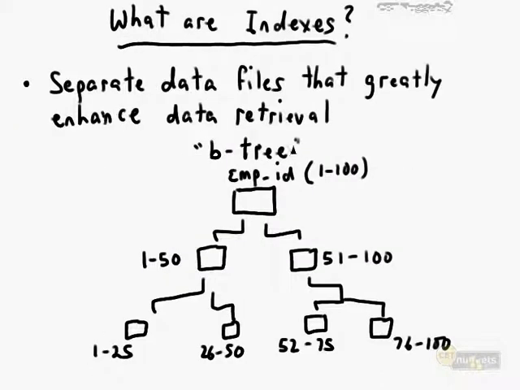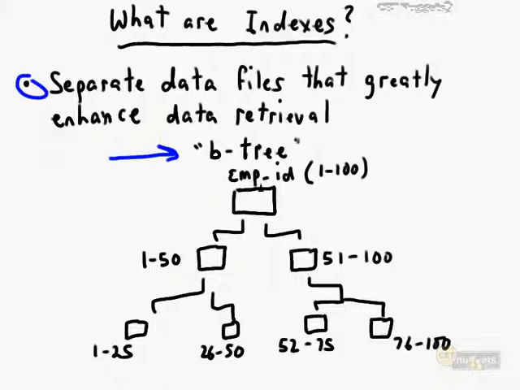What are indexes anyway? Formally defined, indexes are separate data files that greatly enhance data retrieval in MySQL or any RDBMS. The operation behind indexes in general uses an algorithm or a technology called B-tree. Now, B stands for either balanced tree or binary tree. It depends on who you're talking to and what specific school of thought they come from in relational database design. But the basic functionality of a B-tree index works as follows.